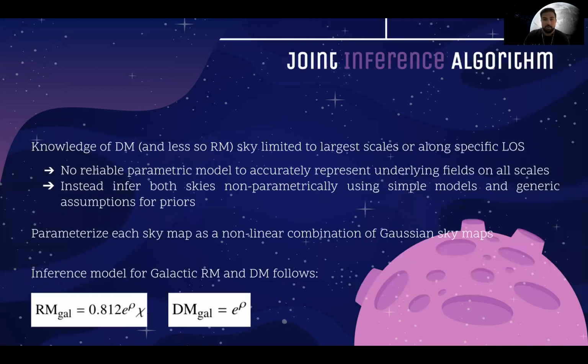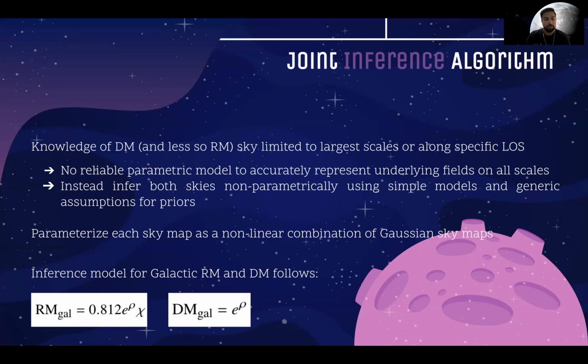Okay, so now that we have all of our simulated observations, we have to build up our joint inference algorithm. I won't get into a ton of the details with this. It gets a little bit complicated, but essentially we don't really have knowledge of the DM or RM sky except for the largest scales or along specific lines of sight where we have observations. So we infer both the RM and DM sky non-parametrically using simple models for the galactic RM and DM, which are shown at the bottom of the slide, and generic assumptions for priors.